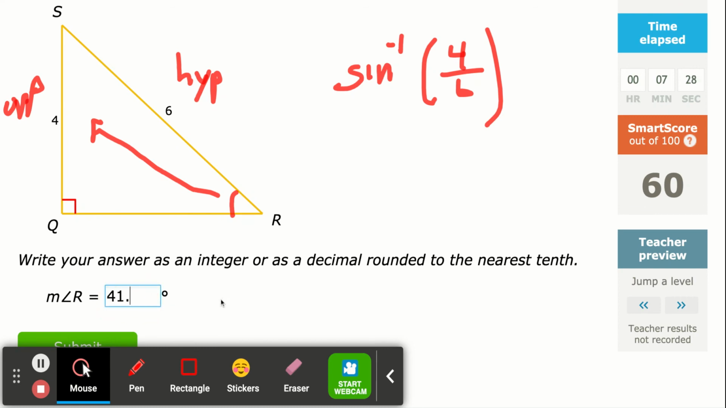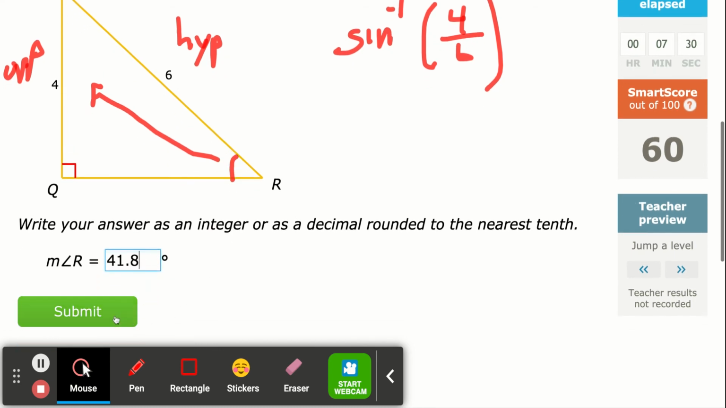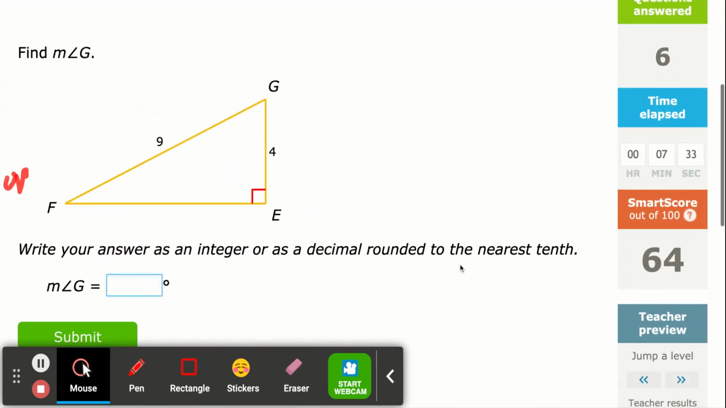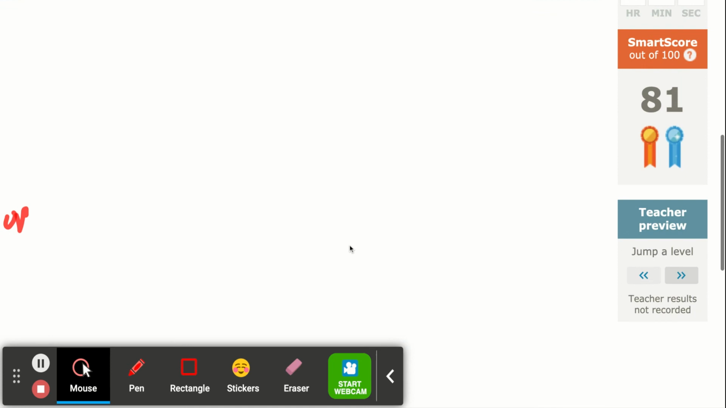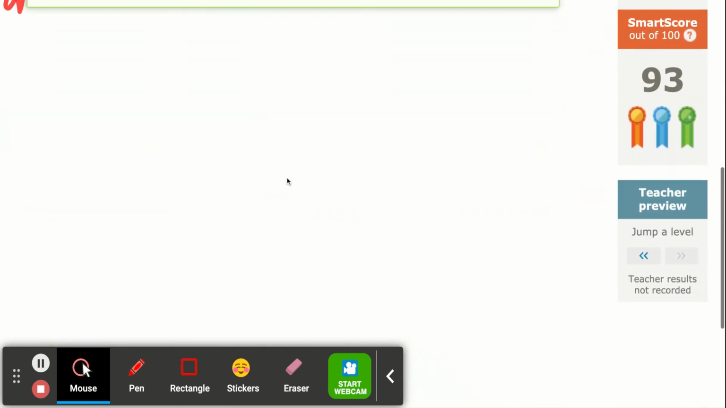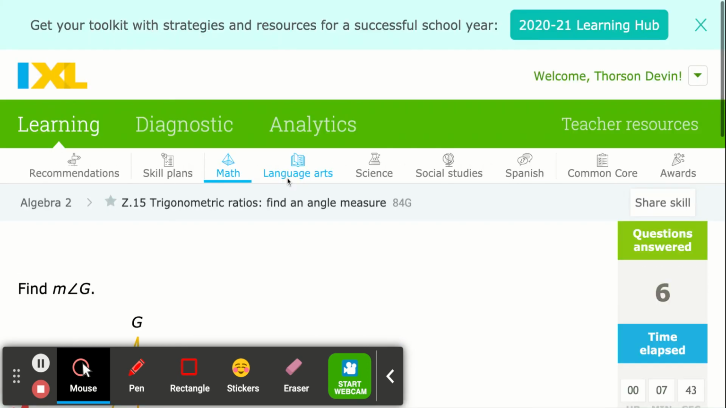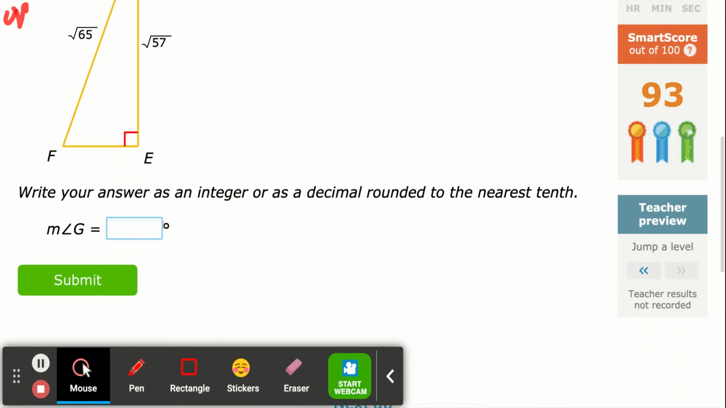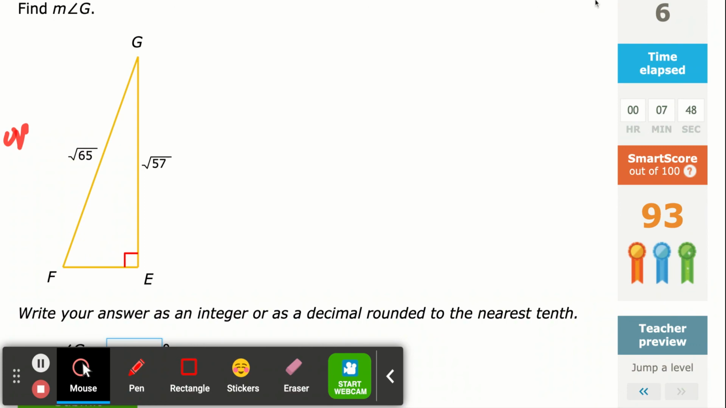41.8. If you have questions on how to do this, please do bring them to class. Just remember to watch in case it changes to radian measure, because I believe at some point it does change to radian measure, and you have to make sure your calculator is in radian mode in order to give the right angle measure. Well, so far they look like they're all degrees, but good luck.